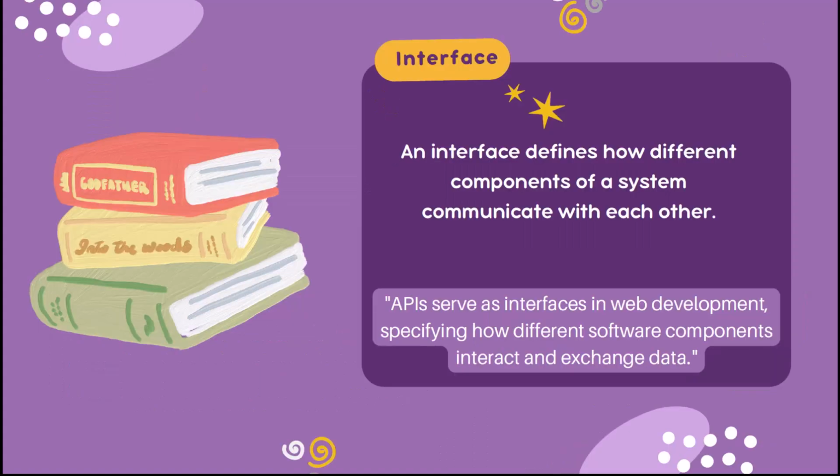Interface. An interface defines how different components of a system communicate with each other. Example. APIs serve as interfaces in web development, specifying how different software components interact and exchange data.